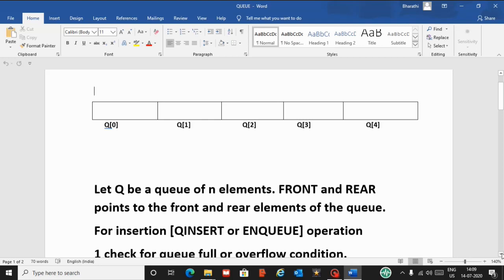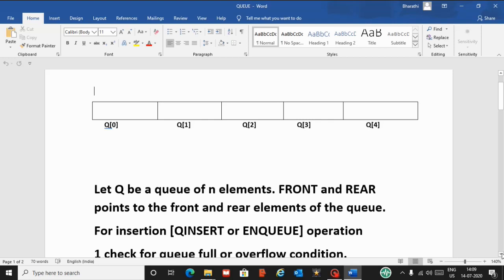Morning. Welcome back. Last class we completed stacks and we started with queues. A queue is a linear data structure wherein the insertion and deletion happen at two ends.